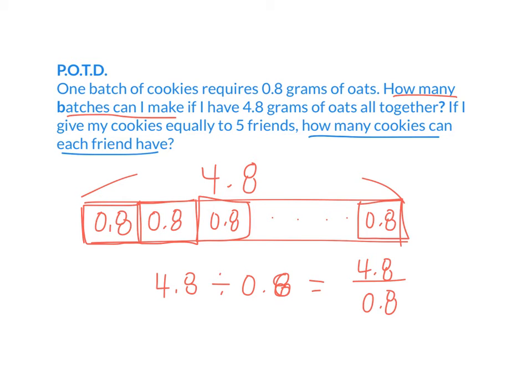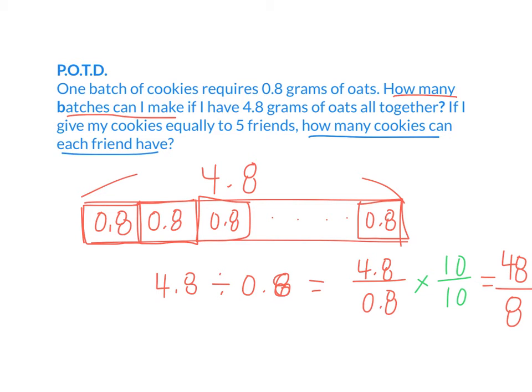Now, I have a decimal over a decimal, yeah? How can I, quote unquote, get rid of that decimal? What do I need to do? Haley? Multiply it by 10 over 10. Very good. It's by 10 over 10, which is a version of? So does it change the value of that fraction? No. So 48 over 8 is the same exact thing as 4.8 over 0.8.